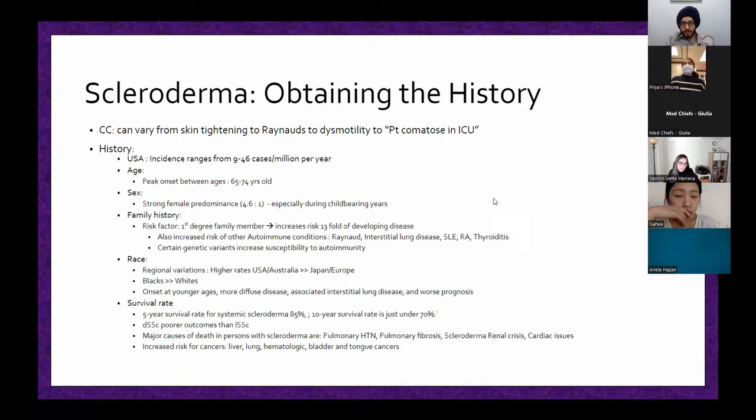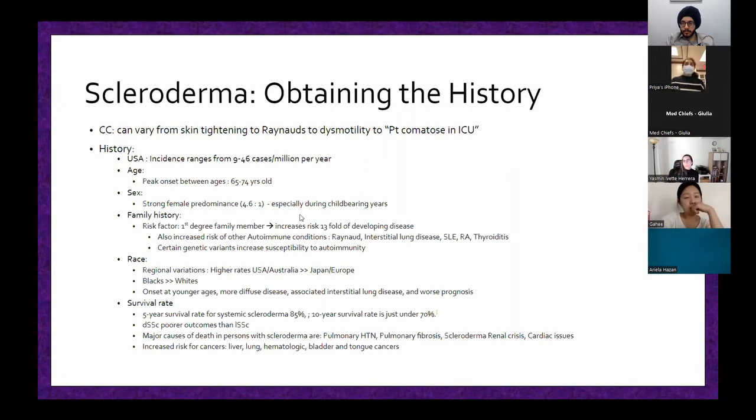The incidence in the US is 9 to 46 cases per million per year. The peak onset, unlike some of our other diseases, is actually in an older population, 65 to 74. And I'll say that now that we're living longer, we're seeing that a lot of our diseases are occurring or being diagnosed or manifesting in patients who are older. So just because somebody's 70 years old in the ICU intubated doesn't mean they can't have scleroderma.